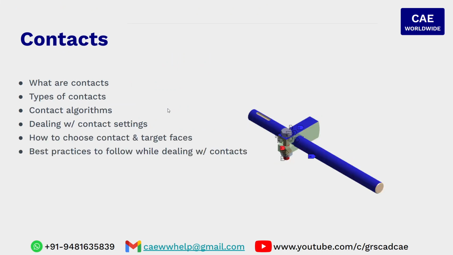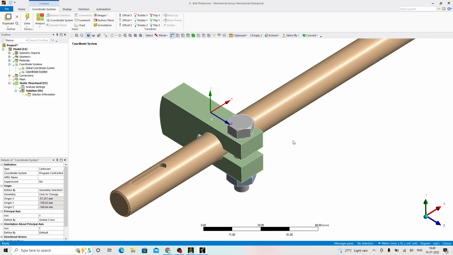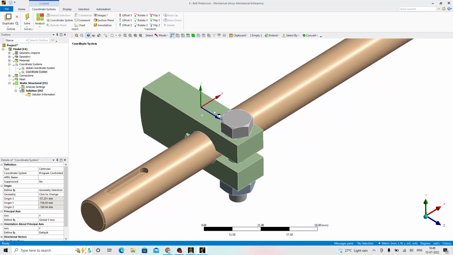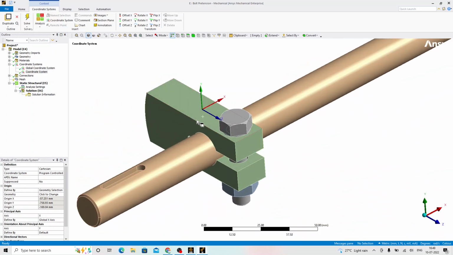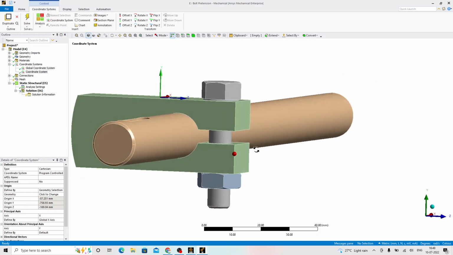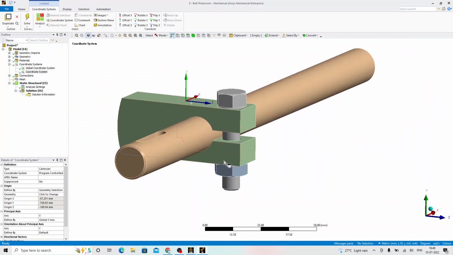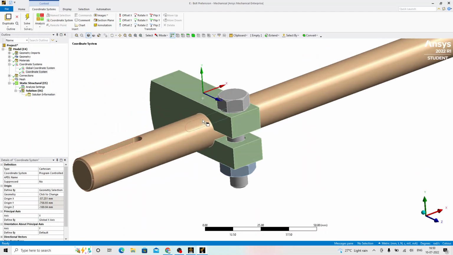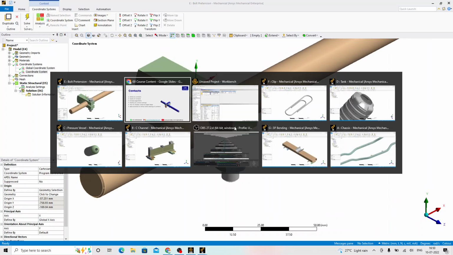Then we discuss contacts. What are the different contacts? What are the types of contacts? What are the contact algorithms? How to deal with the contacts, and how to choose the contact and target surfaces will be discussed. If we look at this particular example, it has a connection from clamp to shaft, bolt with the clamp, nut with the clamp, and clamp with the shaft, as I discussed. So how do we define a resistance or a skin between the interfaces so that when the bolt is torqued, the clamp does not interfere with the shaft, but there is a resistance layer with which transfer of forces happens between the bodies.